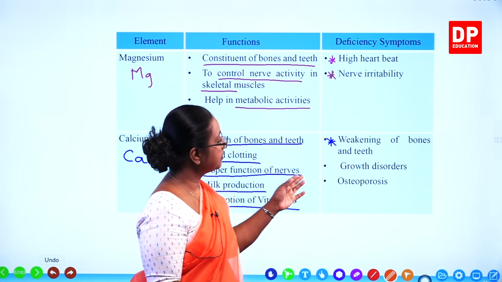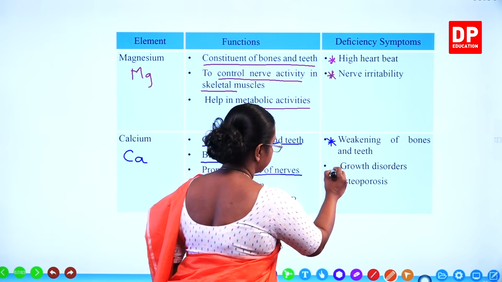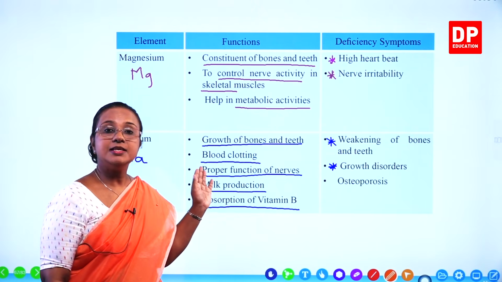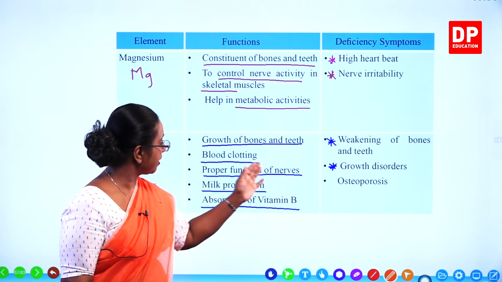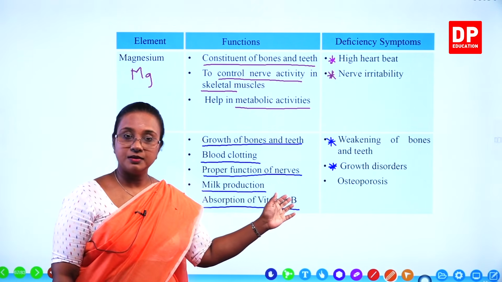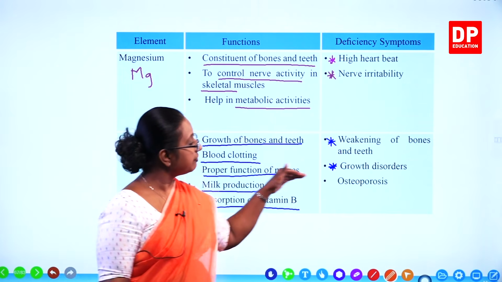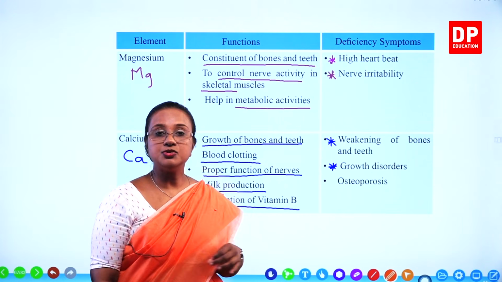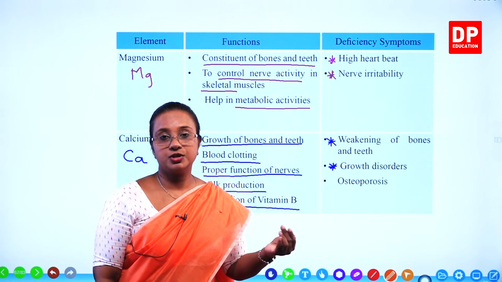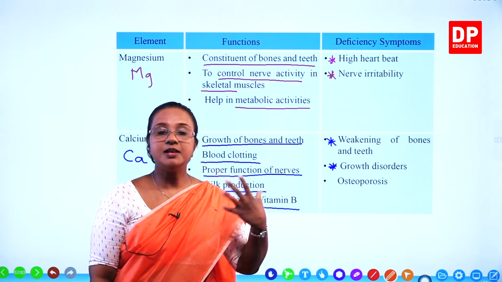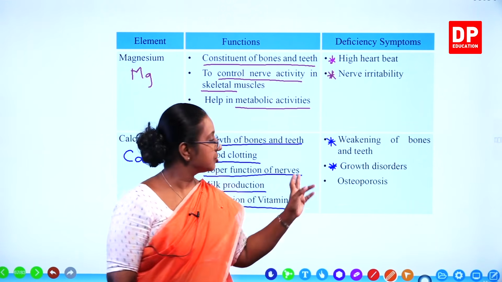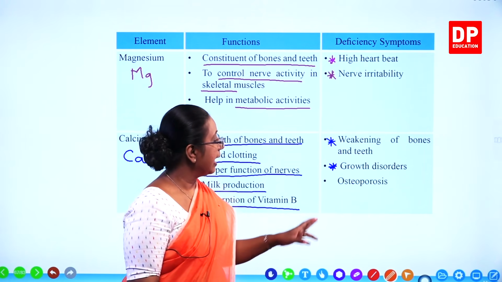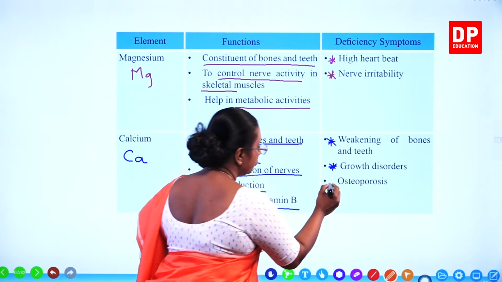The second symptom is growth disorders. The calcium ion is needed for the proper function of nerves, milk production. So if it's not enough in the body, it can lead to problems in the growth. So due to that, a child may not grow properly. So that is what we call as growth disorders. And finally, osteoporosis.